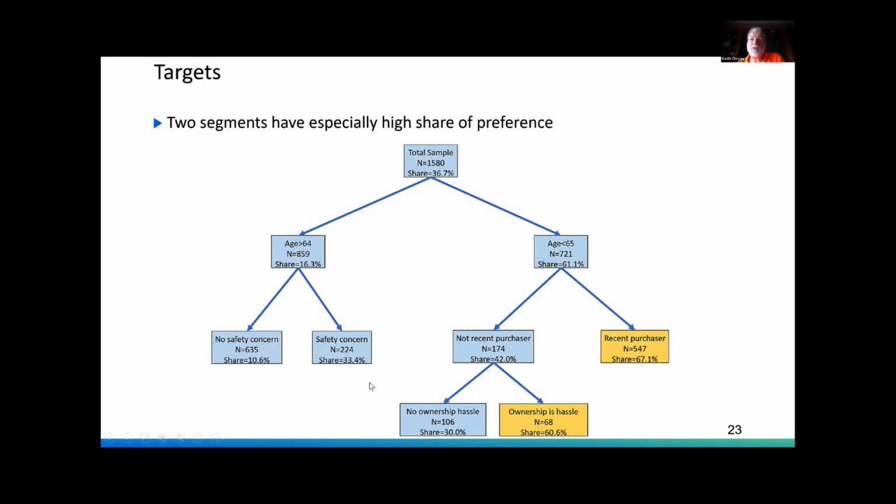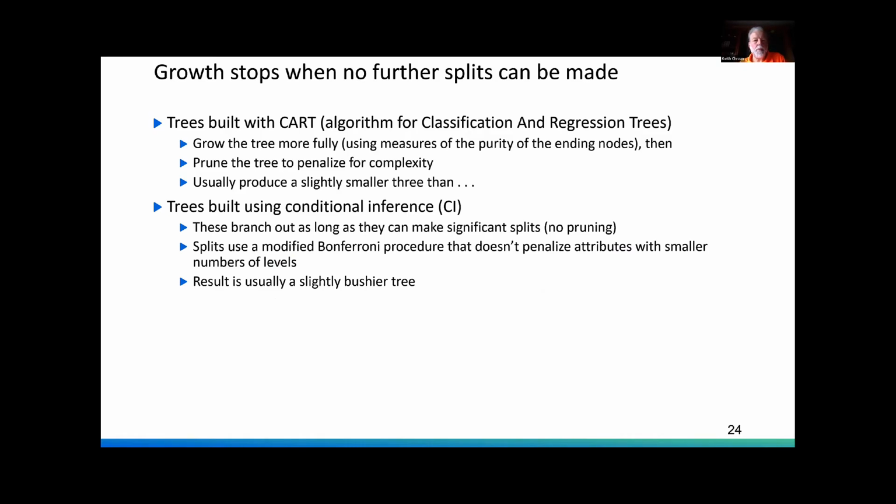So using just those 4 variables, we can really find high concentrations of potential target customers, which is kind of cool. That's what we want to do with targeting, right? That's the goal of targeting, is to identify groups who are amenable to our marketing. Of course, the growth stops when no further splits can be made. We talked about that a little bit with the frogs up above.